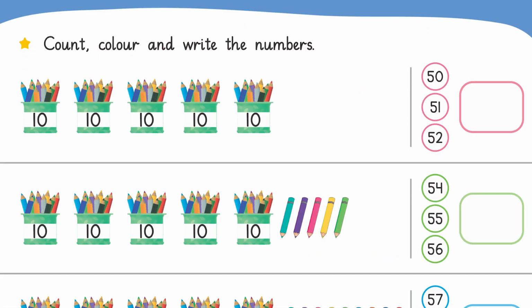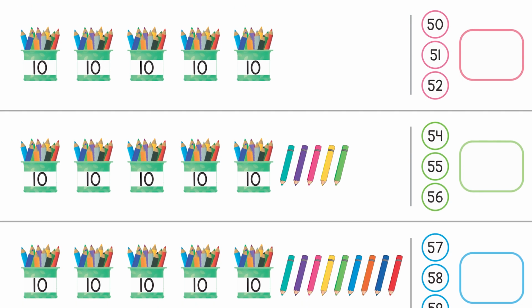On the next page, you have to count, color and write the numbers. Can you see that here we have some pencil jars with some pencils, and all these pencils are 10 in number. So you have to count them. 10, 20, 30, 40 and 50. And here you have to color 50 and you have to write 50 as well. This way you have to do the other two parts.